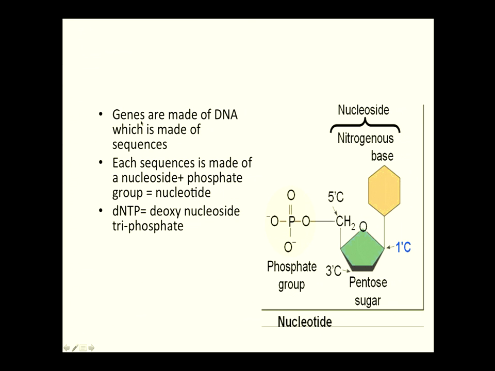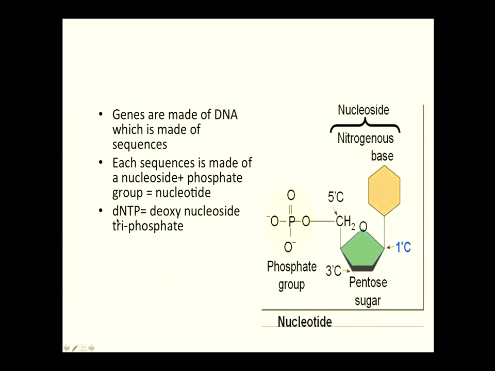Genes in our cells are made of DNA, which in turn is made of sequences, and each unit is made of a nitrogen base, a sugar, and a phosphate. The base and the sugar together are called a nucleoside. When you add a phosphate to it, it's called a nucleotide. In DNA synthesis, we use dNTPs, which are deoxynucleoside triphosphates. So we have a base, a sugar, and 3 phosphates.